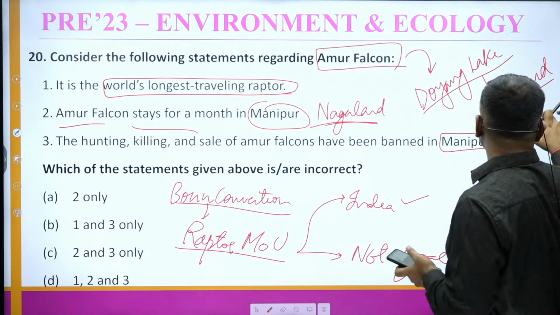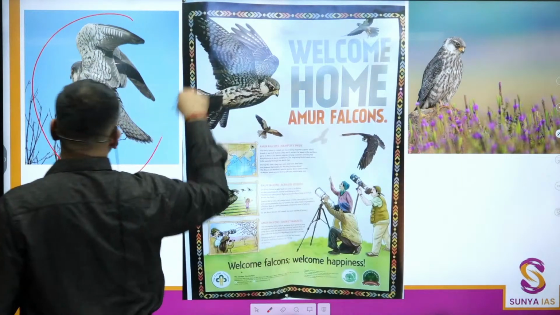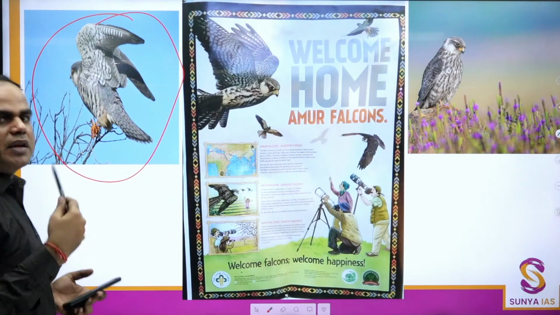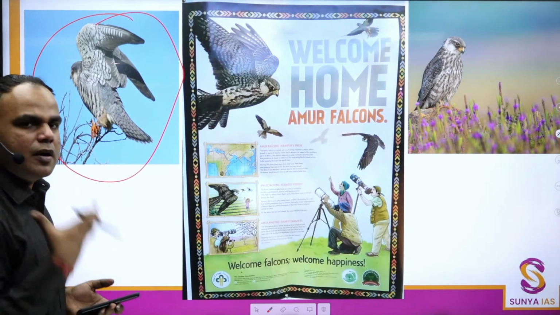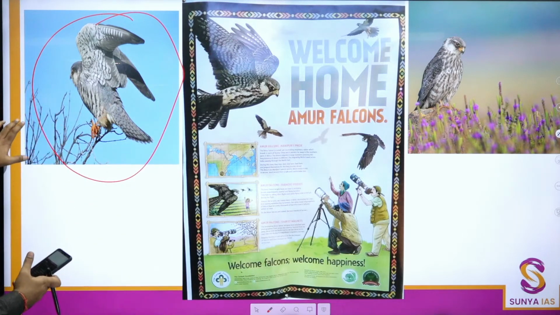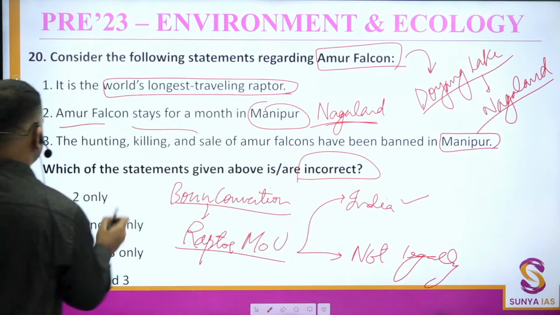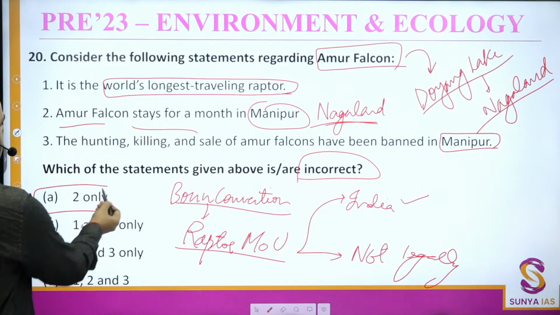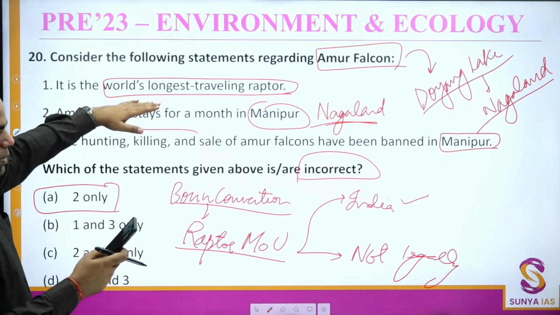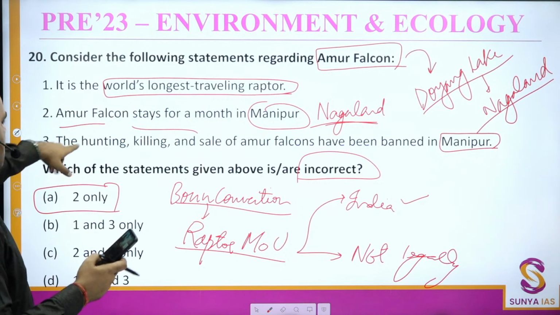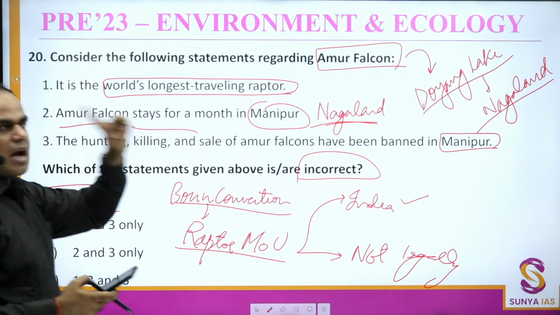And by the way, the population of these falcon species was declining. So a lot of conservation activities happened both in Nagaland and other parts of Northeast, including Manipur, which is why the population of these falcons was able to increase. Now the question is asking which of the following is incorrect. What is not correct is this: 2 is not correct. Statement 1 is true, world's longest traveling raptor. Also hunting, killing has been banned in Manipur. But it stays for a month in Nagaland, that is Doyang Lake.